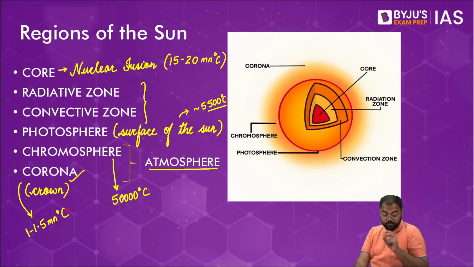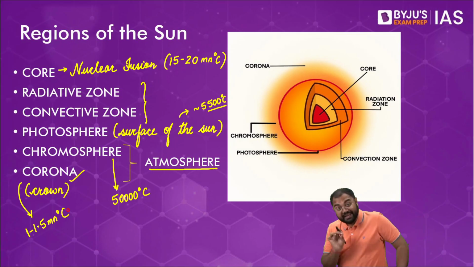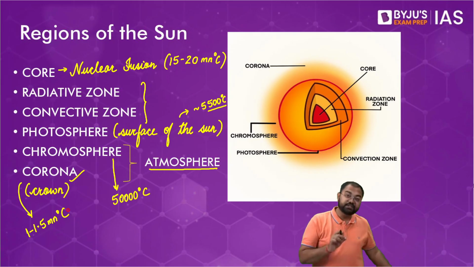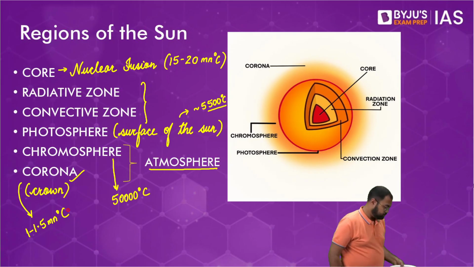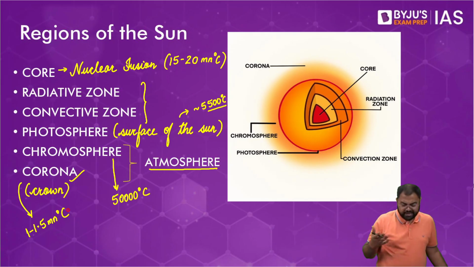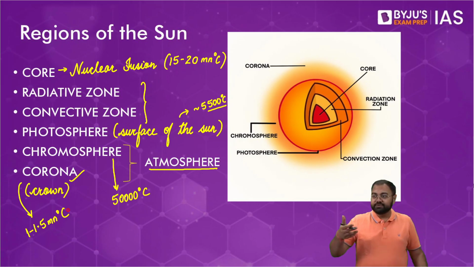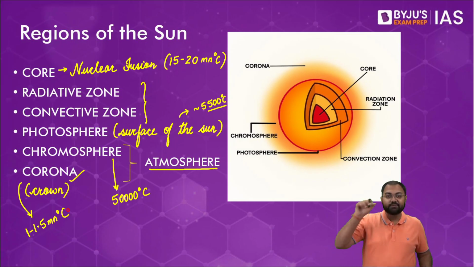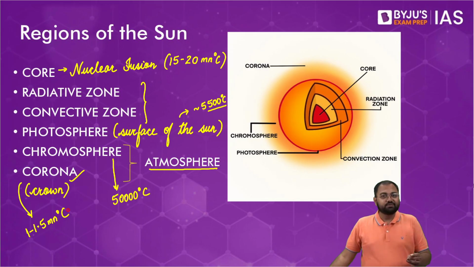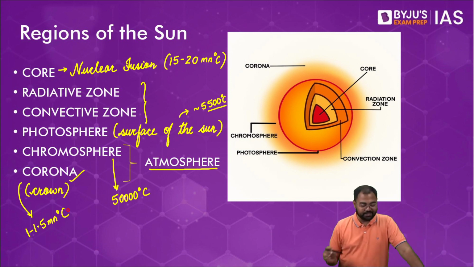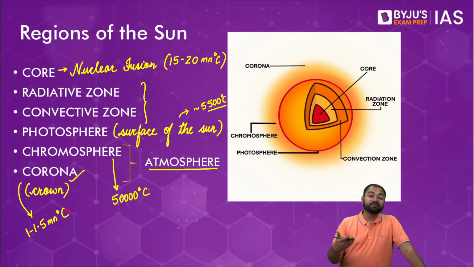1 to 1.5 million degrees Celsius could be the temperature of the corona. Now, why is this happening? All of a sudden, why is there a rise in temperature? The good thing is we don't know. The good thing is that we still do not know for sure why exactly the temperature of the sun increases. And that is why there is research happening.